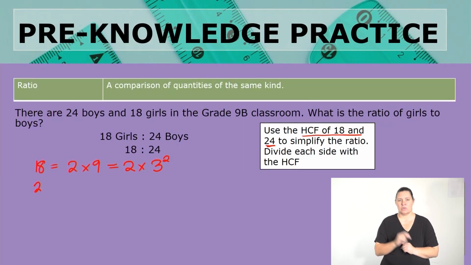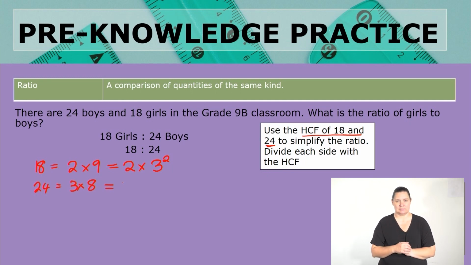Let's also write 24. 24 is 3 times 8, right? So 8 is not a prime number, so we need to use numbers that are prime numbers. So 8 can also be 2 exponent 3.